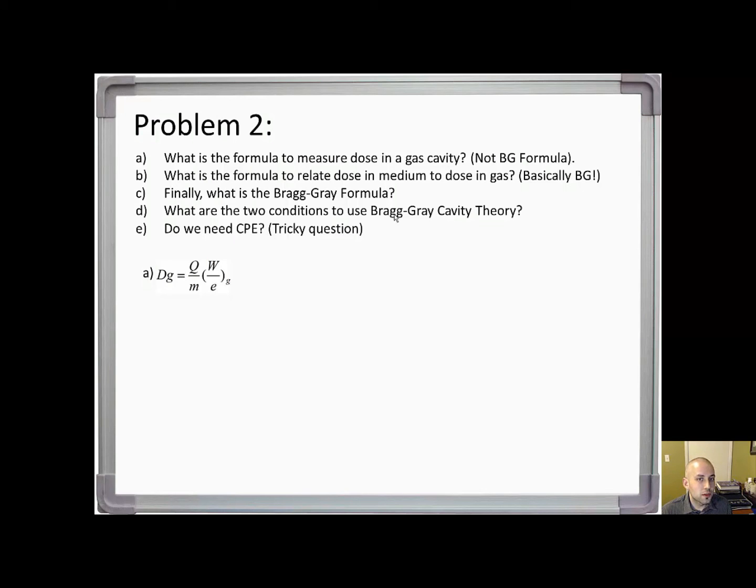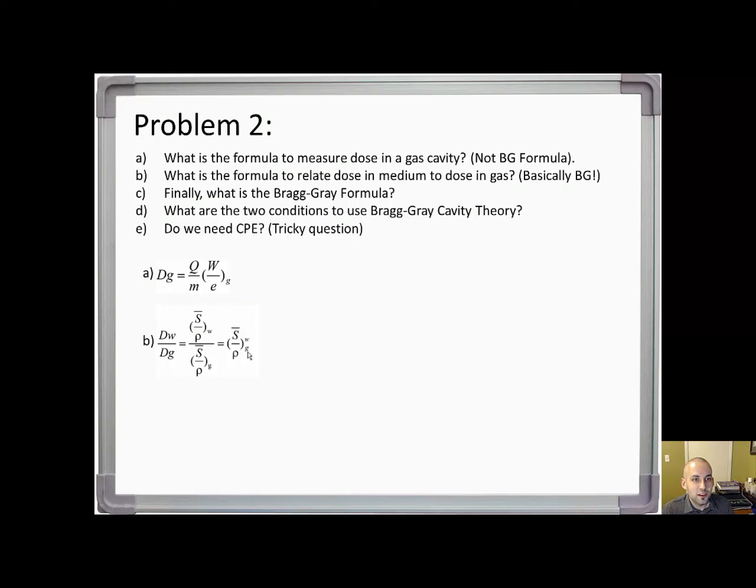Now for B, what is the formula to relate dose in a medium to dose in gas? It's basically Bragg-Gray, but not quite there yet. So D_w denotes the dose in a medium, and D_g, in our case, the dose in the cavity or dose in gas, and the ratio is equal to the ratios of the average collision stopping powers. And I'll show you examples later on how to calculate these.